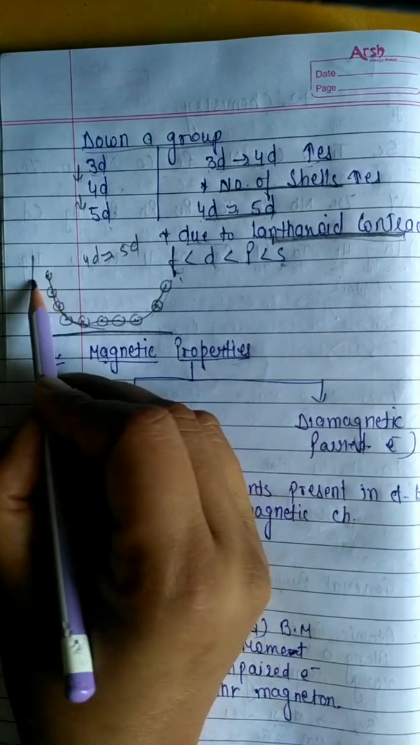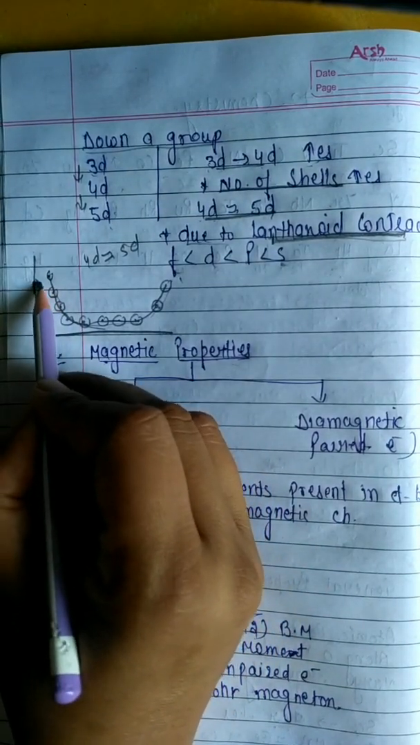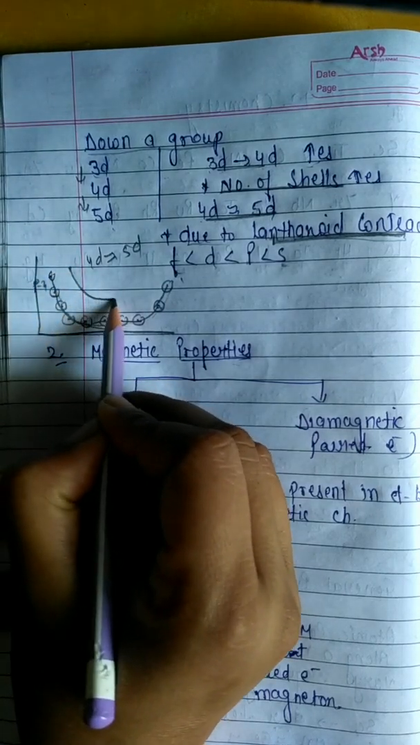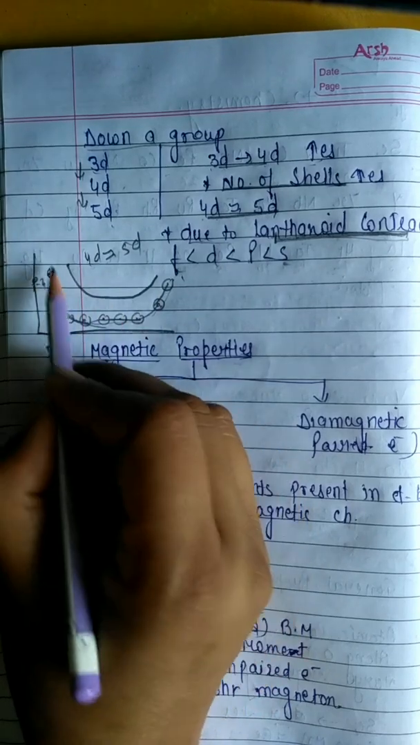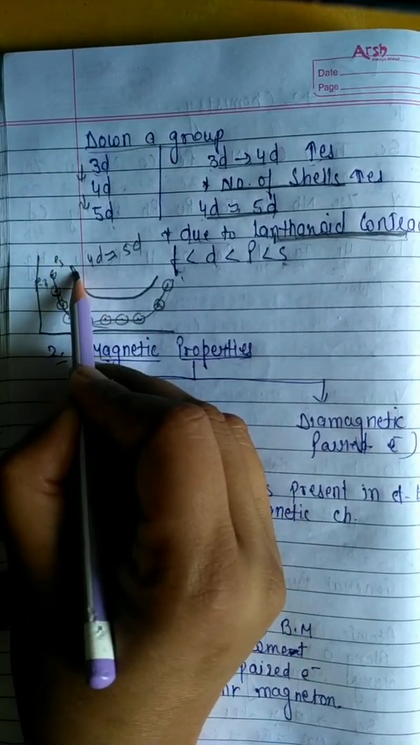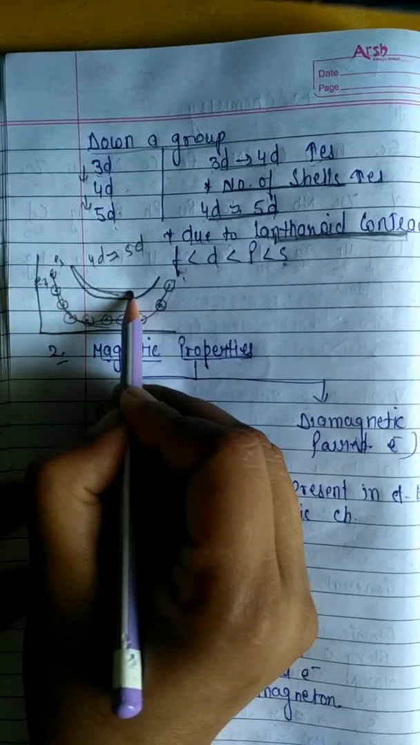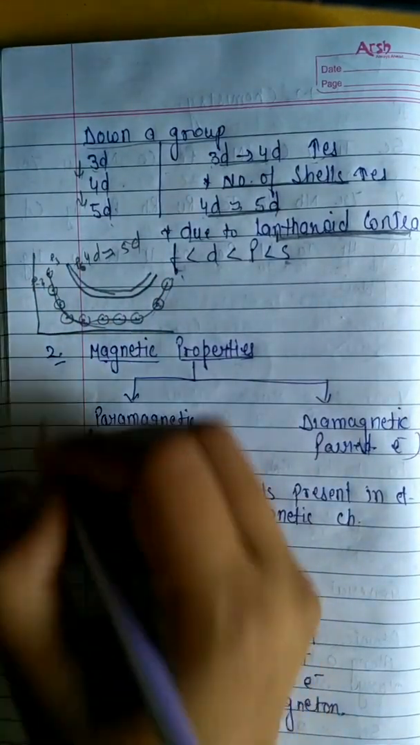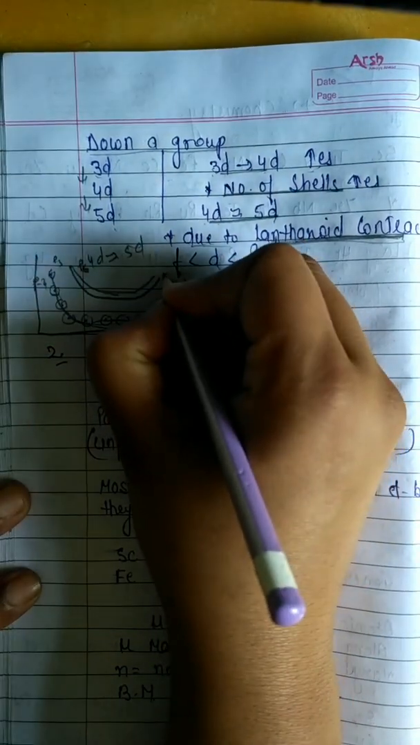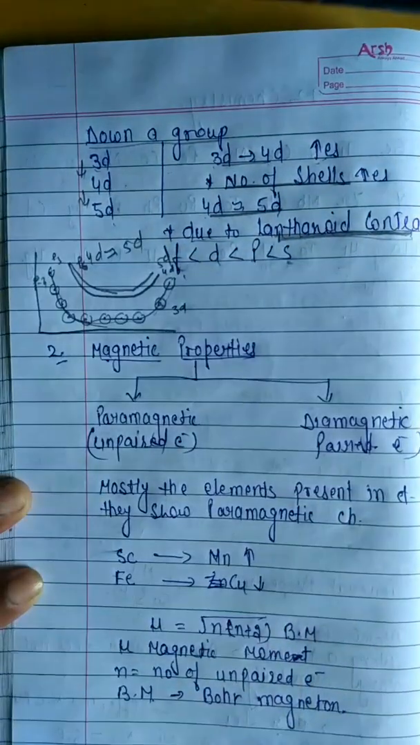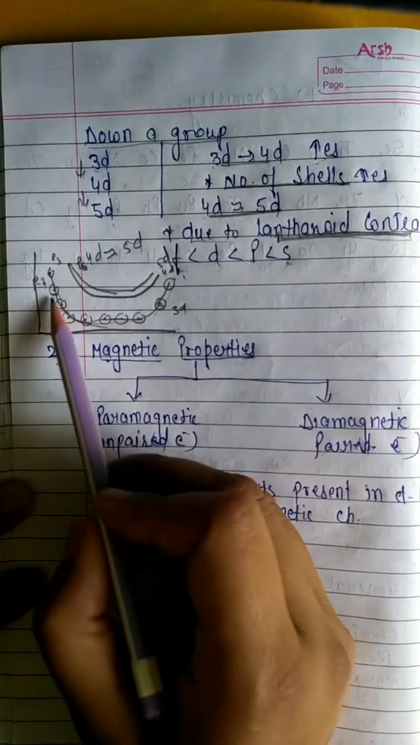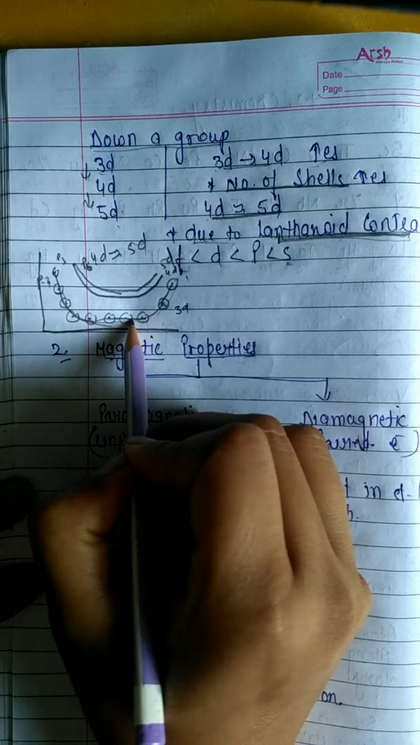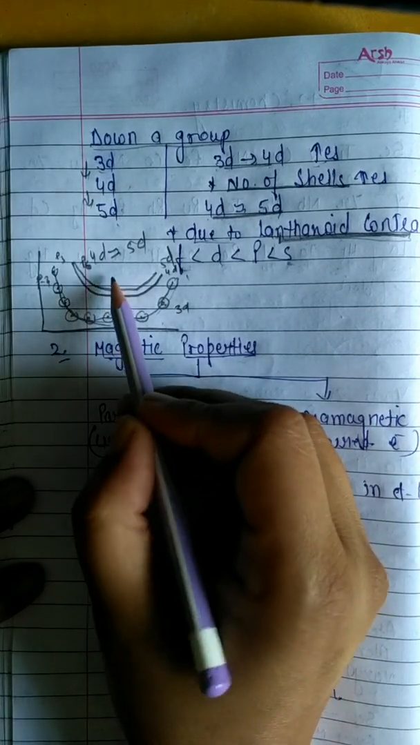Now, this is about the 4th period. Now, same in the case of period 5, same period 6. This is about the 3d, this is about 4d, and this is about 5d. This we discussed along a group. This is according to the period, and this is according to the group.